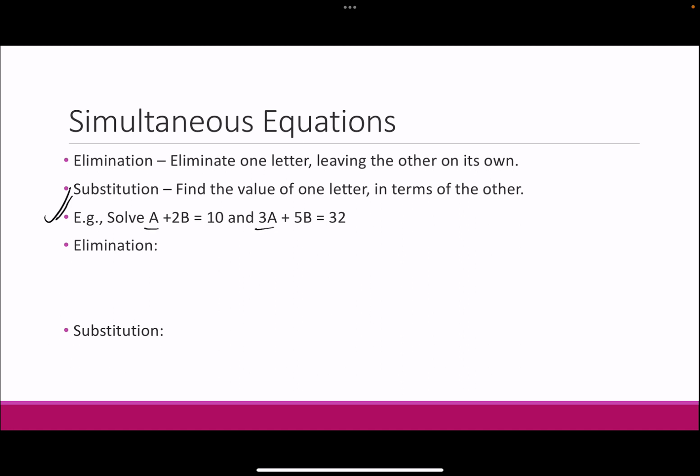I'm going to try and make the a terms the same. So multiply this all through by 3, which should give you 3a plus 6b equals 30. And then the bottom's going to be 3a plus 5b equals 32. Now subtract top and bottom.